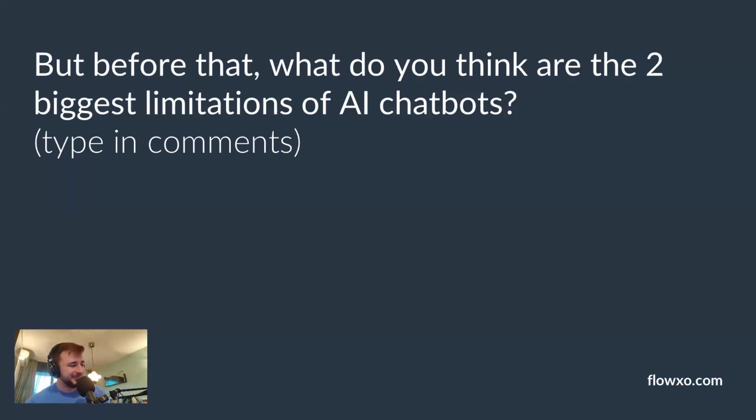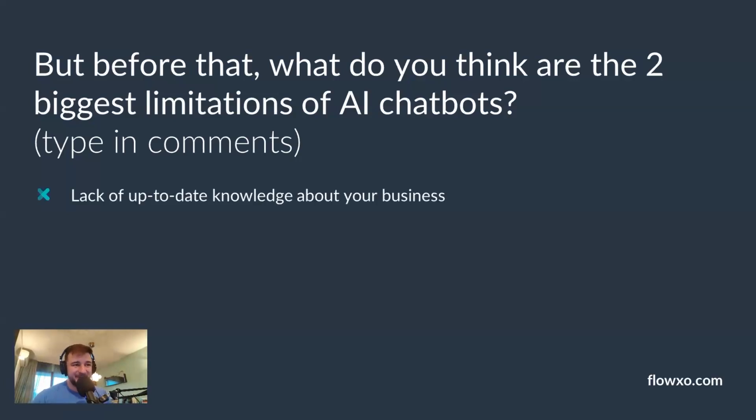Okay. So, we have a couple of correct answers. The first one is a lack of up-to-date knowledge about your business. And the second one, which most of you guessed right, is straight up lying, or the correct term, hallucinating incorrect answers. So how do you solve that? Because there's a way to solve it. And this is what people miss, and this is what we're also going to teach you.